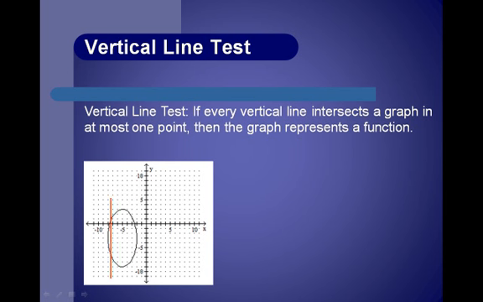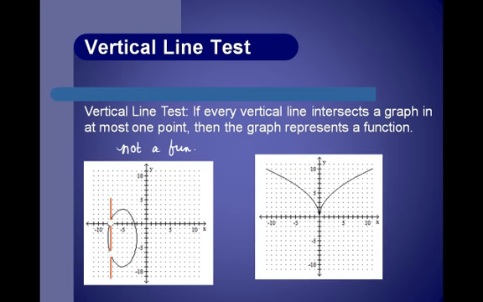The first one we draw hits our graph in two places. Because it hits it in two places, this one is not a function. What that means is the x value of negative 7.5 had two different y values, which makes it not a function. The next graph, if we drew vertical lines throughout the graph, you notice we only hit the graph in one spot, then it is a function.